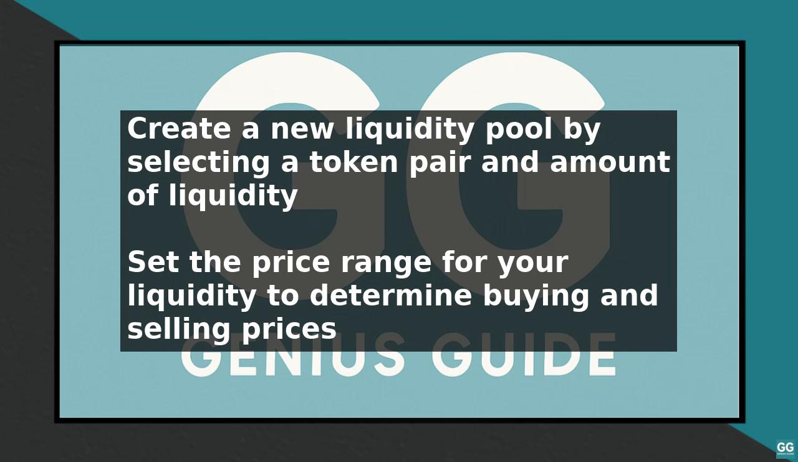Impermanent loss occurs when the price of the tokens in the pool moves significantly, resulting in a loss of value for the liquidity provider. To mitigate this risk, it is crucial to monitor the pool's performance regularly and adjust your liquidity provision accordingly.